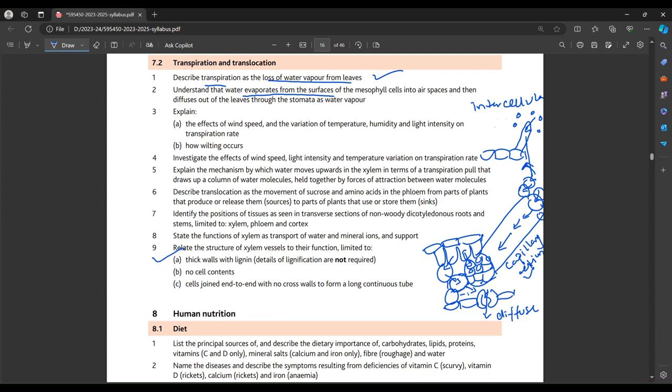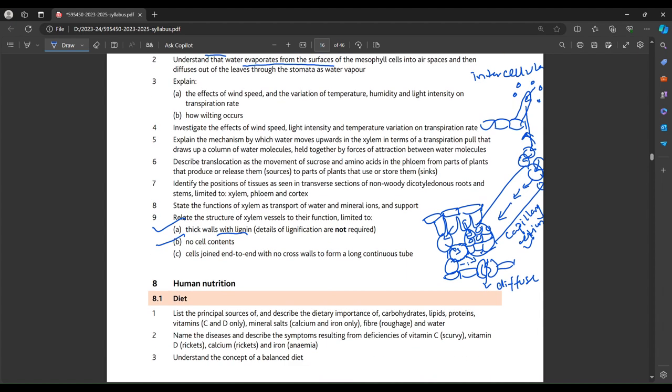Its walls are made up of lignin, due to which it will provide mechanical support to the plant. No cell content, therefore there will be continuous movement of water molecules upward without causing any hindrance. Cells join end to end without any cross walls, therefore it will form a long continuous tube without any cross wall, which will help in the uptake of water without causing any hindrance.